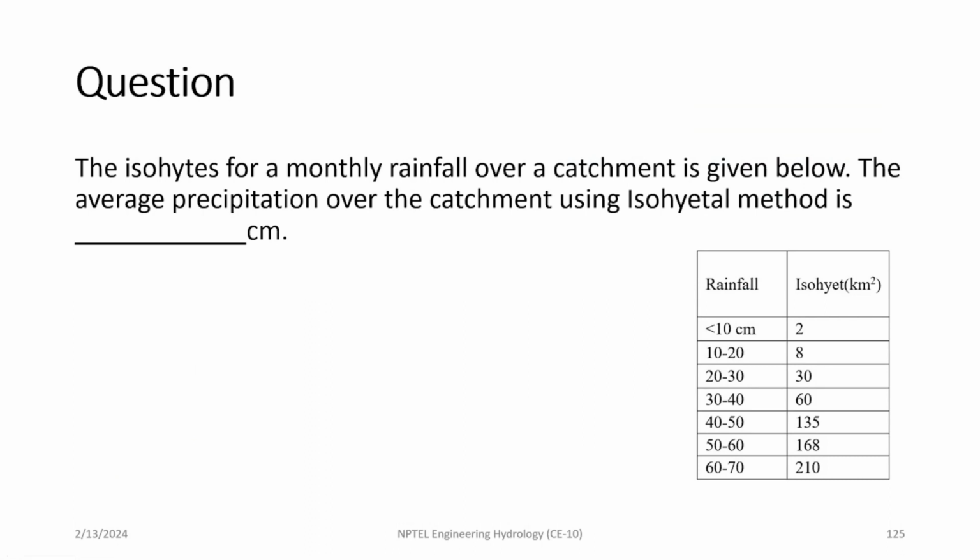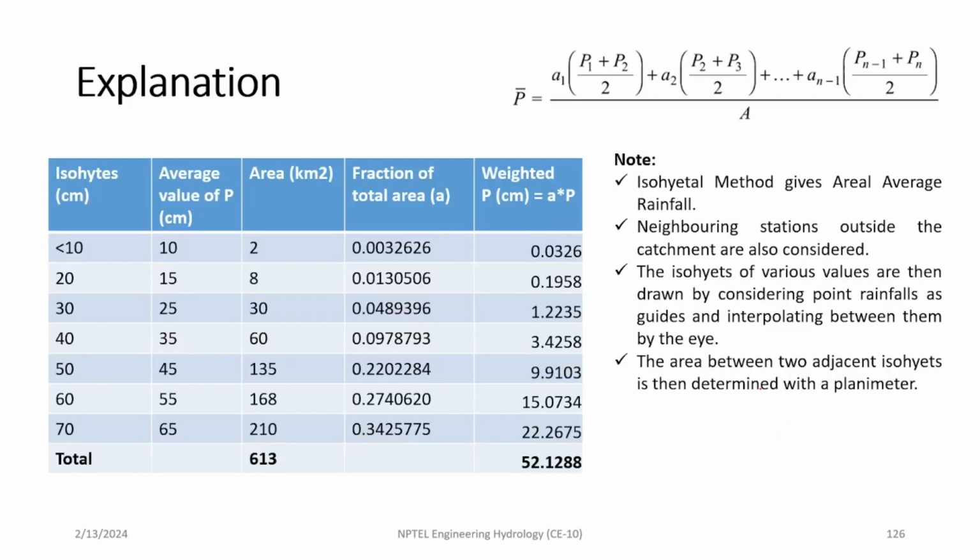Okay, so I'm just taking a last question only. This question is related to the isohyetal method, and it is asking about the areal average precipitation in the catchment. Details are provided like this: rainfall as well as the isohyet heights. Between the isohyetal range of 10 to 20, you are getting an area of 8 square kilometers. Similarly, 20 to 30, you are getting an area of 30 square kilometers. Likewise, it has been given in the table.